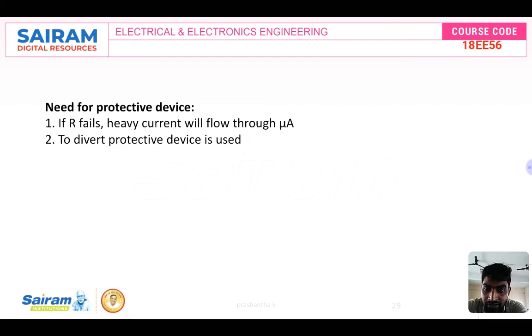Everybody knows the resistance is always connected in series with the circuit, even in the coils or the pointer. The resistance controls the current, and the deflection of the pointer's movement is also controlled by the resistance, because the maximum current flows through the pointer coil. Otherwise the pointer will deflect with a small amount of current. So that's why we have a resistance. If the resistance fails, heavy current will flow, and to divert it, protective devices are used.